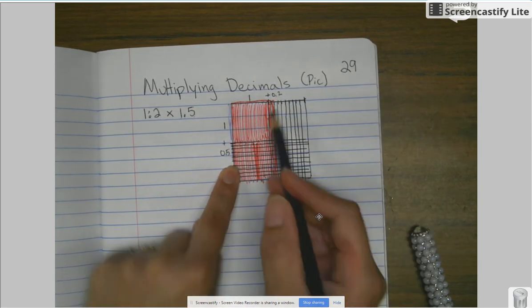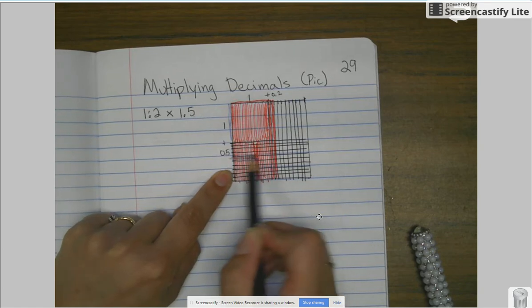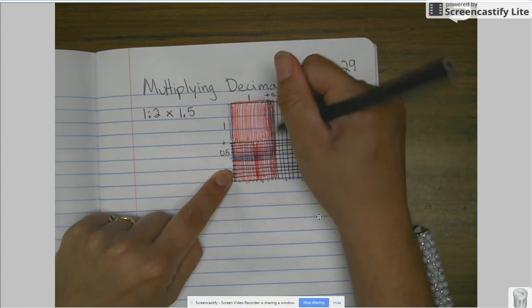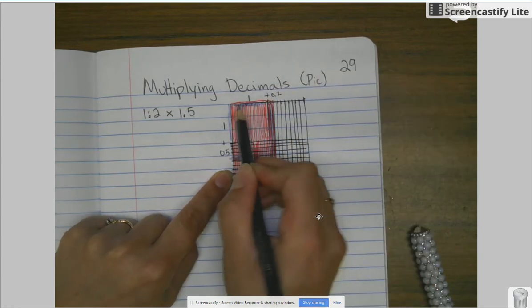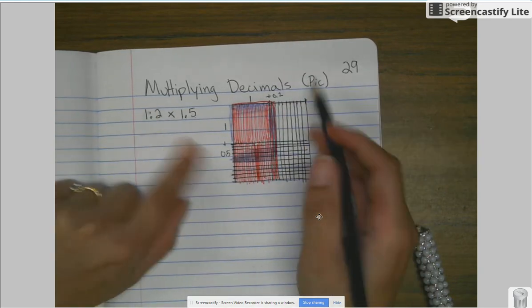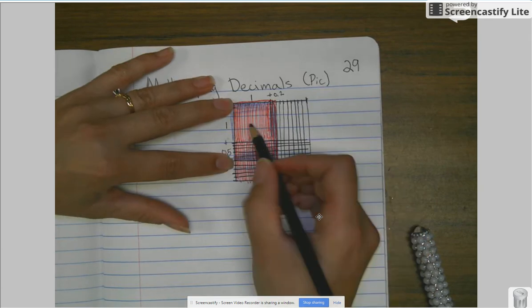Okay, now this one I'm going to shade in purple. You might use another color pen or something here, but I'm coloring everything that I already marked in red, but I only need 1 and 5 tenths of that. So I needed 1 of the whole original, but I also need 5 tenths more.